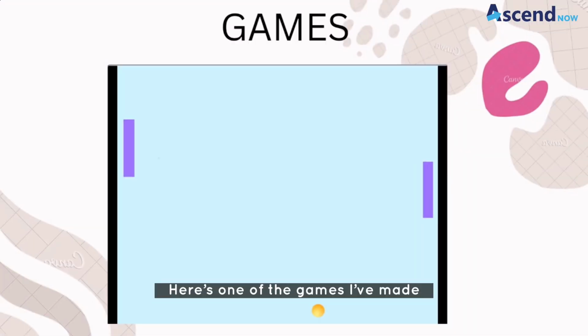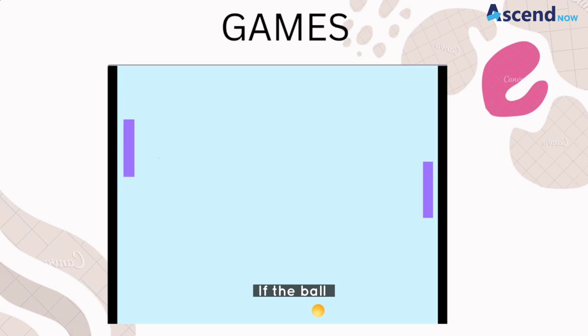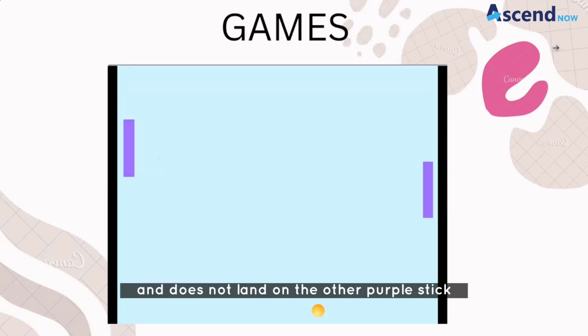One of the games I've made. How did you make it? Do you remember? Yeah, so first I added 3 sprites. The first one will be like the ball, and the other 2 will be the 2 purple sticks for the ball to bounce off of. If the ball bounces off the purple stick and does not land on the other purple stick, that means game over.